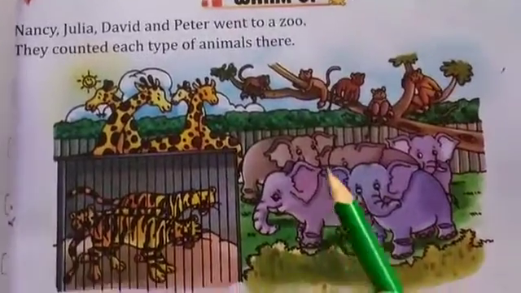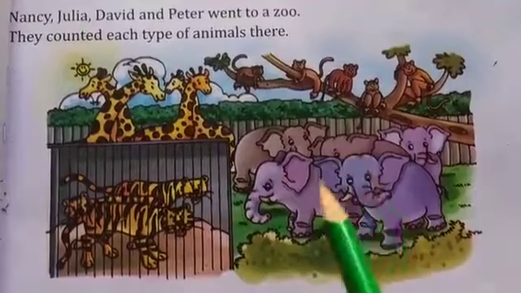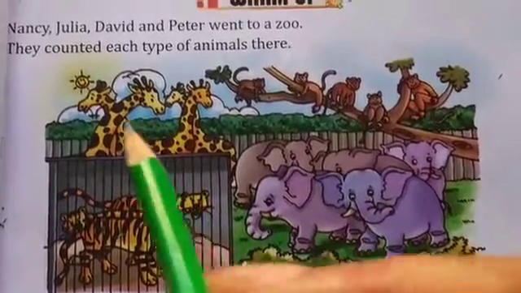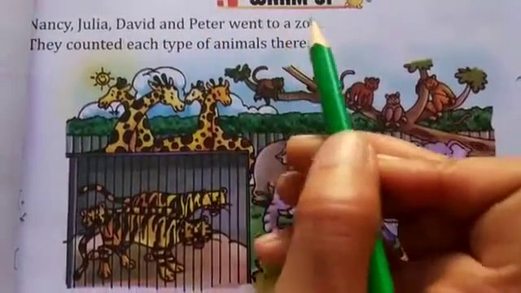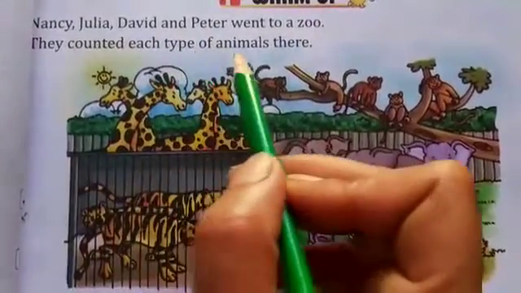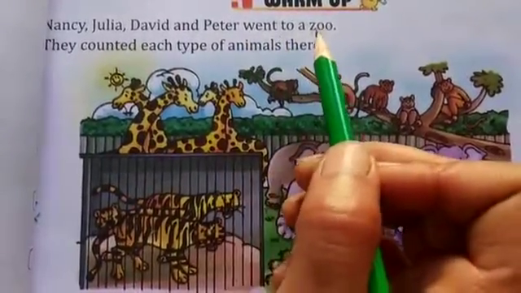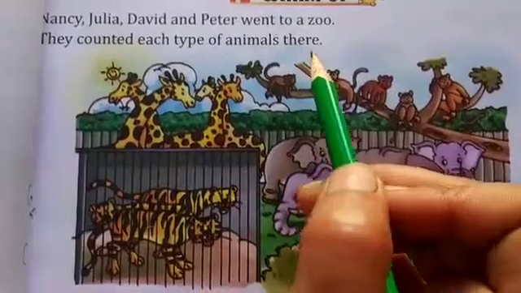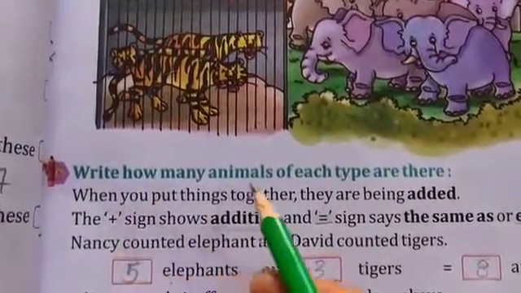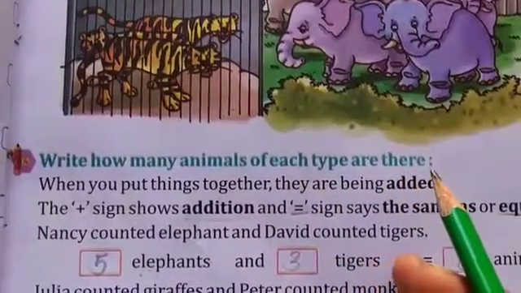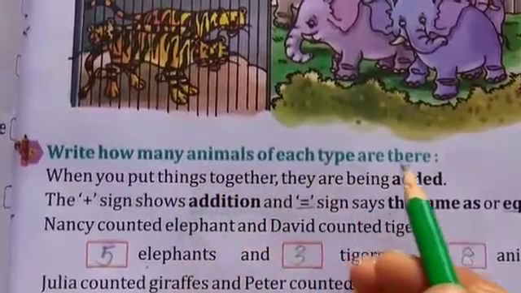There is a picture of a zoo, where we go to see the animals. Nancy, Julia, David and Peter went to a zoo. They counted each type of animal there. So there is an exercise for you: write how many animals of each type there are.